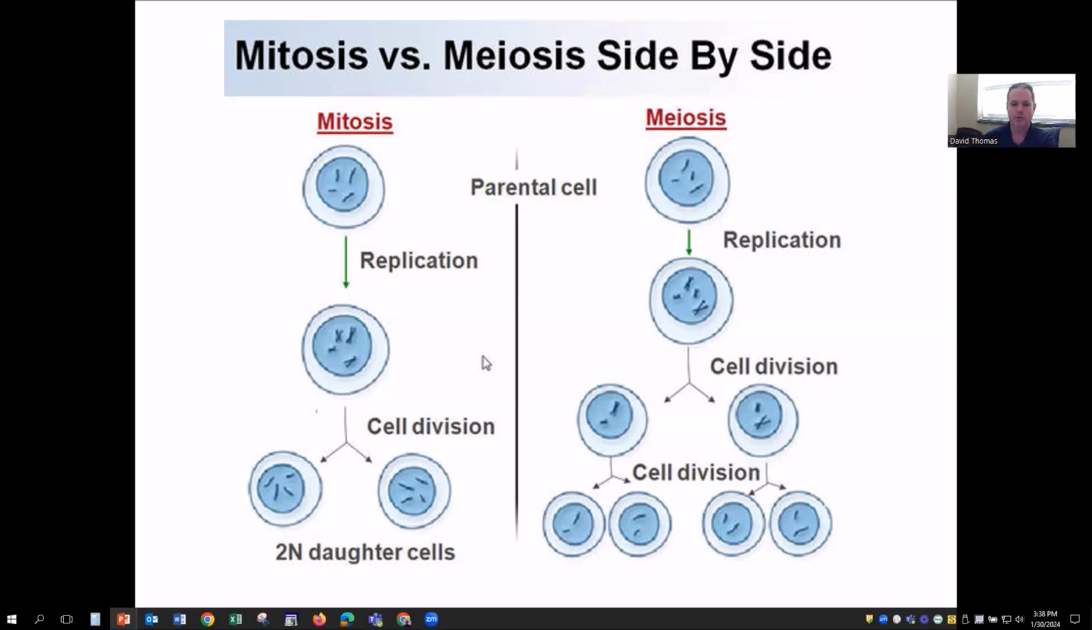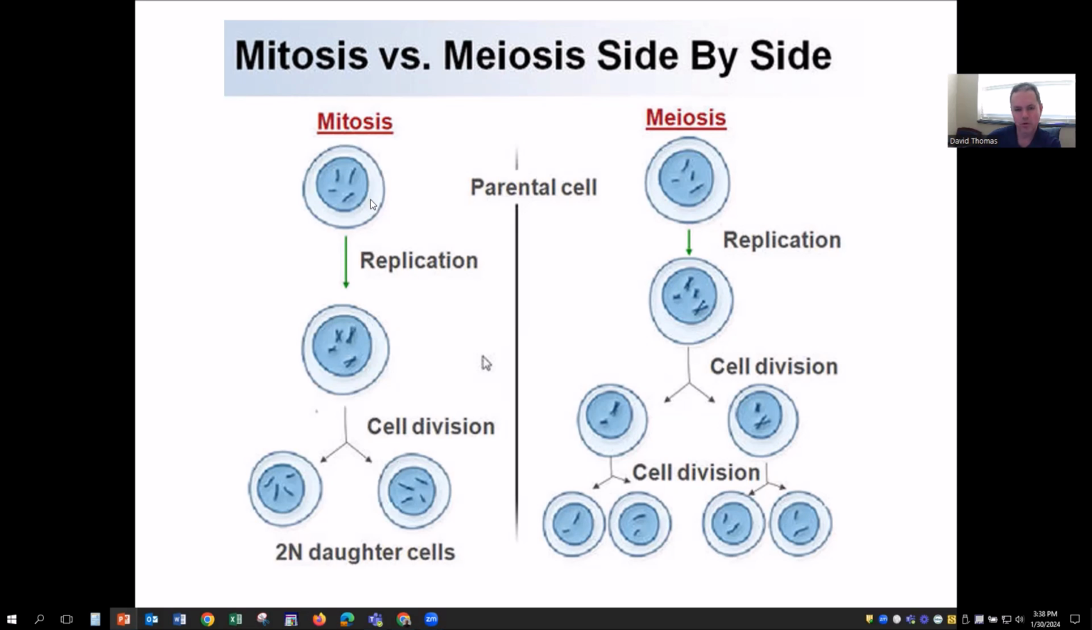Then we're going to proceed to cell division, right? Cell division is shown here. This cell will divide, and notice that you end up with daughter cells that have a 2N number. That's the diploid number. I still have 2 copies of each chromosome. I started out here with a diploid cell.